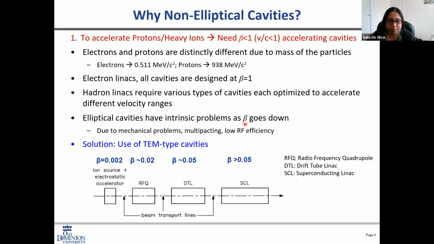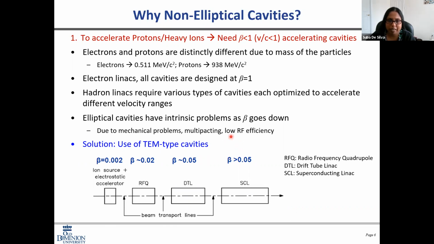So why we cannot use elliptical cavities at low betas, there are several reasons. Here, a few are listed: you always tend to have mechanical problems, their mechanical rigidity is not good, and then you have multipacting issues, and you cannot even get good RF efficiency. So it's quite limited to use elliptical cavities at very low betas.